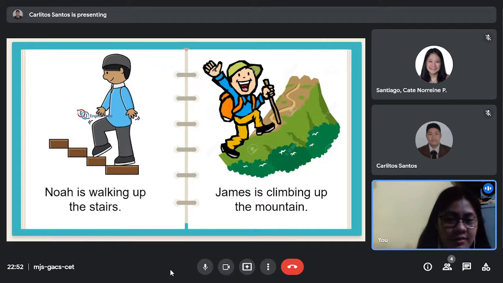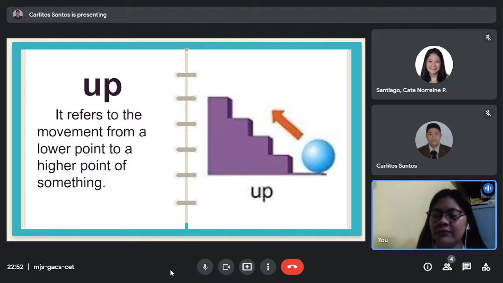Okay, someone answered the word up. That is correct. But how do we use up in a sentence or in a context? Here we have the meaning of up. It refers to the movement from a lower point to a higher point of something. We can see here in the picture that the ball is moving up the stairs. Again, the meaning of up is it refers to the movement from a lower point to a higher point of something.